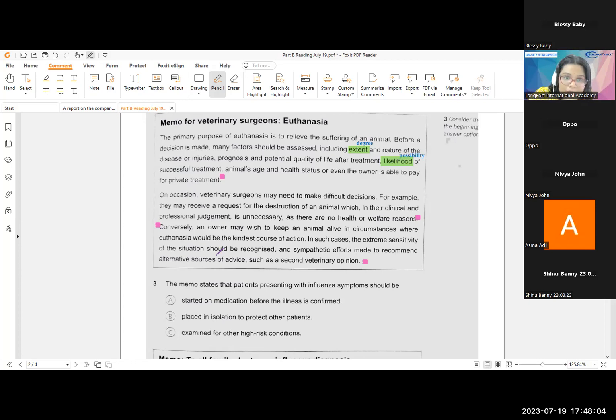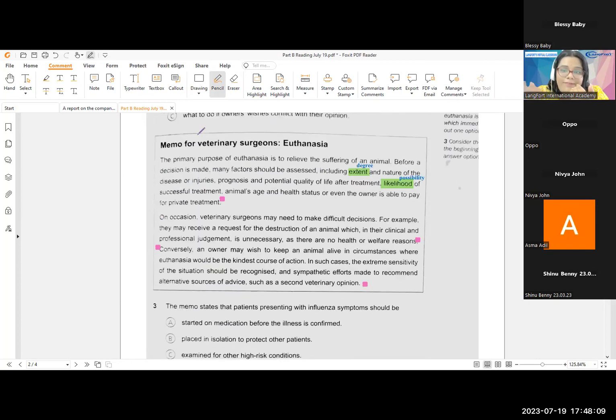Okay, so all of you take a second, go through everything here. So the main purpose is to relieve the suffering of an animal. Before they make a decision, they need to take a lot of factors into consideration. Sometimes when they make decisions, it might not be easy. Sometimes some people will ask them to carry out euthanasia even though the animal is okay. On the other hand, sometimes even though euthanasia would be the kindest choice, the appropriate thing to do, the owner might not be ready. At that time, they should be very sympathetic, and they should give some alternative advice, such as going for a second opinion.